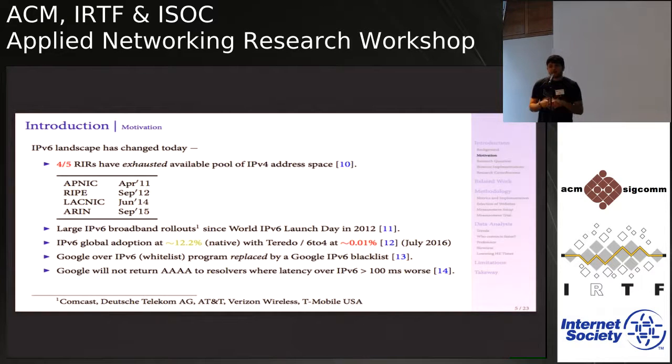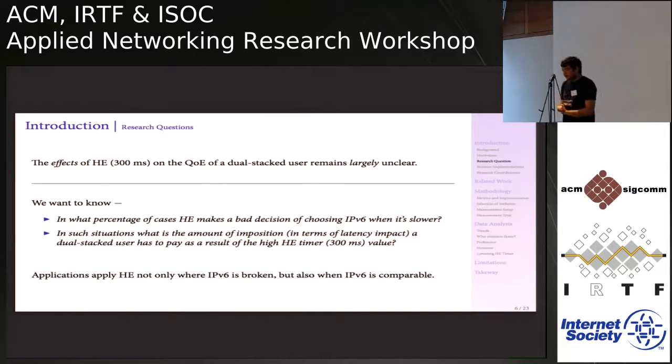Even the Google over IPv6 program, if you remember, was a whitelisting program where ISPs who wanted V6 from Google had to sign up, and then they started receiving quad A entries towards their resolvers. This whitelisting program has been replaced by a Google V6 blacklist. So essentially, you will get quad A entries from Google, but you won't get quad A from Google for certain resolvers where your latency over V6 is 100 milliseconds more consistently than over IPv4. So what I'm trying to get at is this landscape is completely different from when the Happy Eyeballs RFC was specified. Next slide, please. So this takes me to my research question.